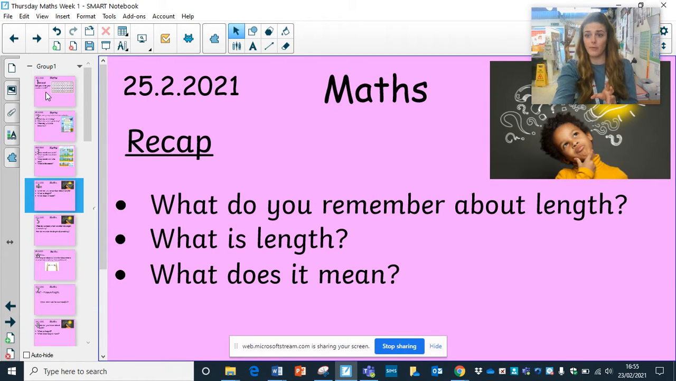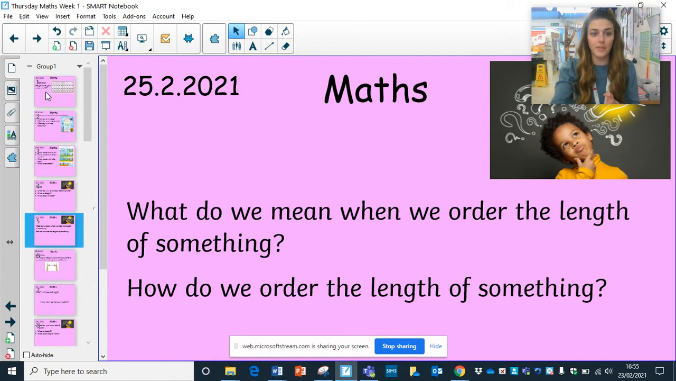And then a recap of some learning from this week so we don't forget, because we've moved on to height now, and I don't want you to forget about length that we did at the beginning of the week. Just a few questions to prompt your thinking. What do you remember about length? What is length? What does it mean? What do we mean when we order the length of something, and how do we order the length of something?